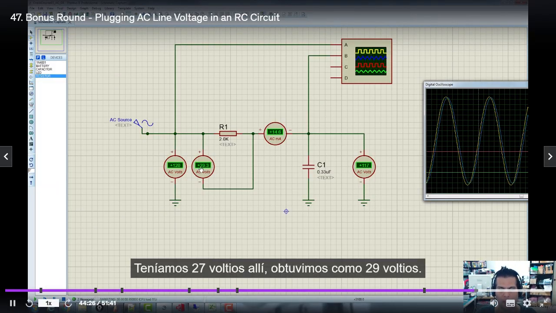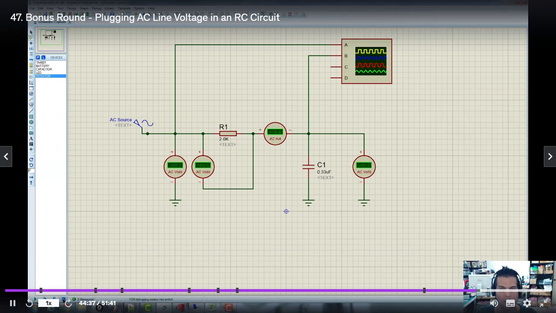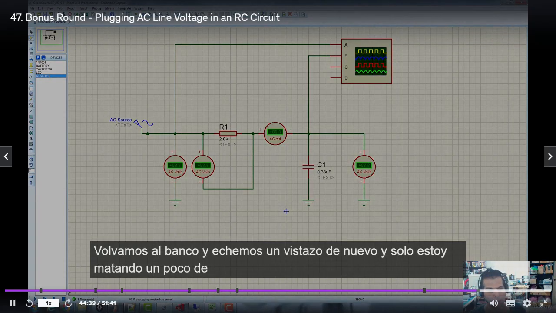We got like 29 volts. That's good. And then we had 100, I think it was 117 over the capacitor, and it's 117 over here. So let's make sure. So we got like 29 volts on this simulation, 117. Let's go back over to the bench, and let's take a look again.